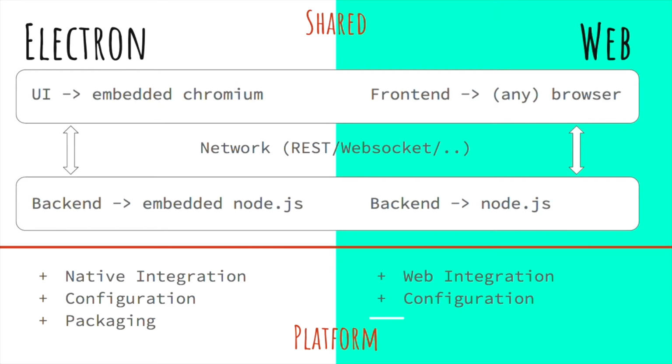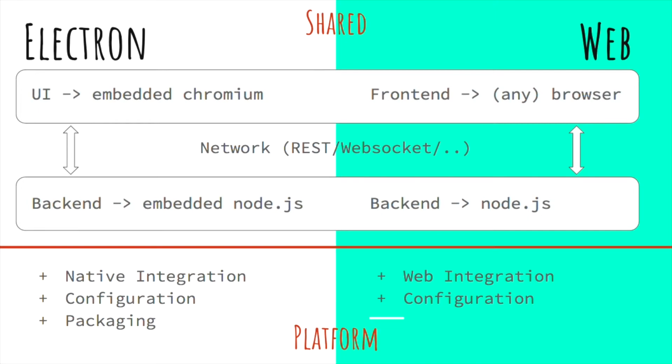And then there is a separation line where you have to have some platform-specific code. And for Electron, that's something like native integration. Maybe you want to have keyboard shortcuts. Maybe you also want that in the browser, but that's another talk. You want to do some configuration. You want to package your app in some way, and so on. On the web, you want to do some integration maybe with other systems, and you also want to configure it, and maybe you want to minify it. That doesn't matter so much in Electron and so on.